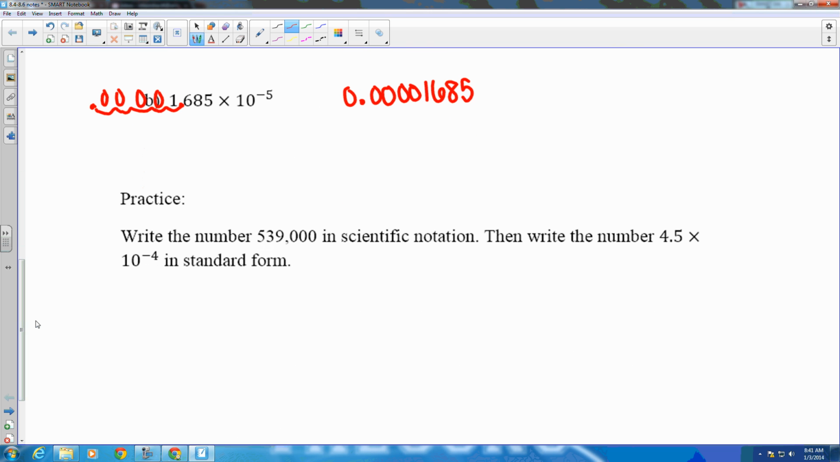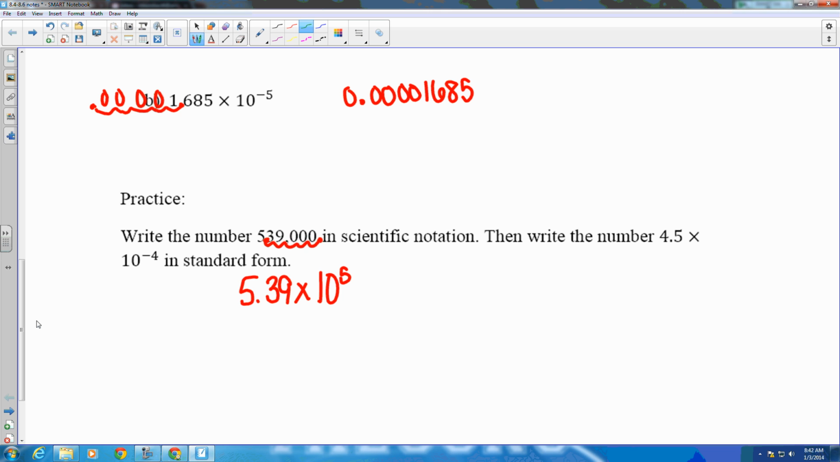Okay, let's try it out here. If we have 539,000 in scientific notation, we start where the decimal place is and move it until we get to a number between 1 and 10, which is 5.39. And we moved it 1, 2, 3, 4, 5 times, and it's a big number, so it's a positive exponent.